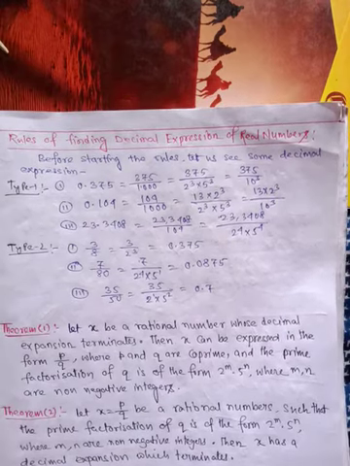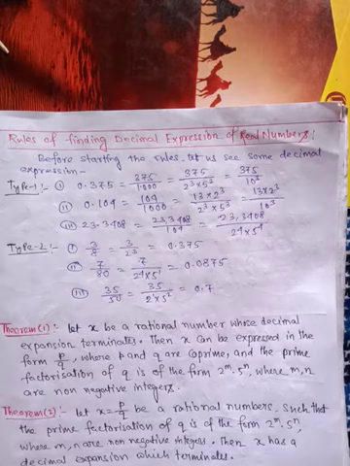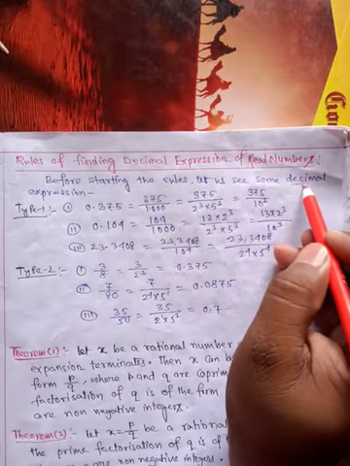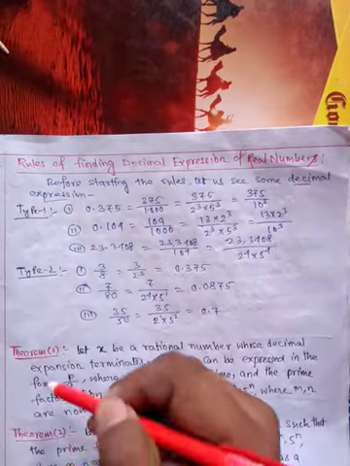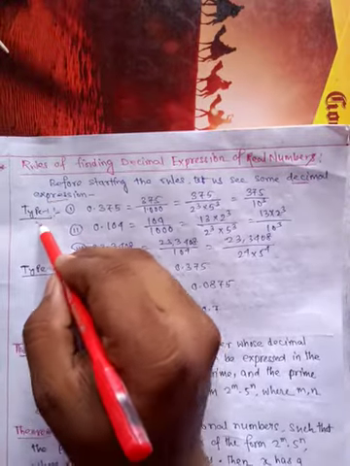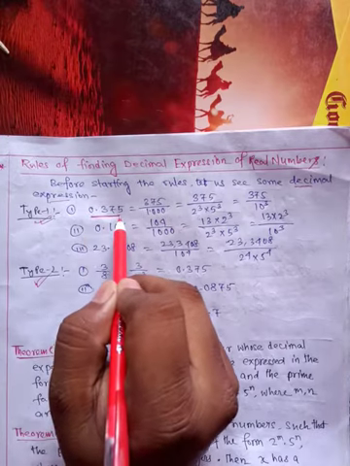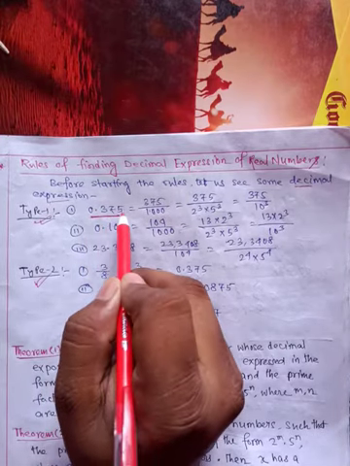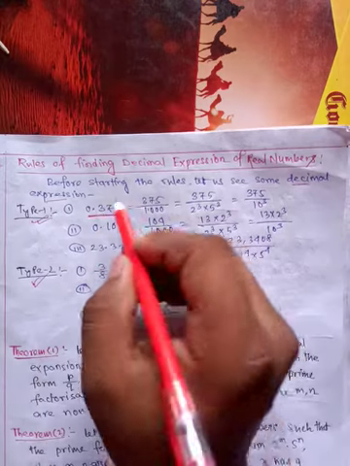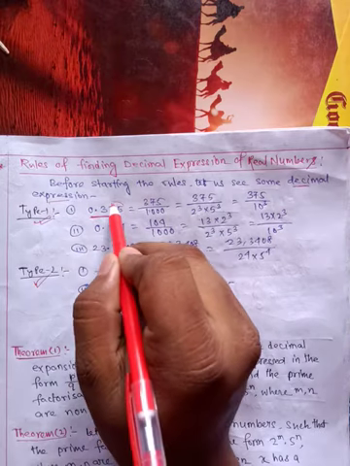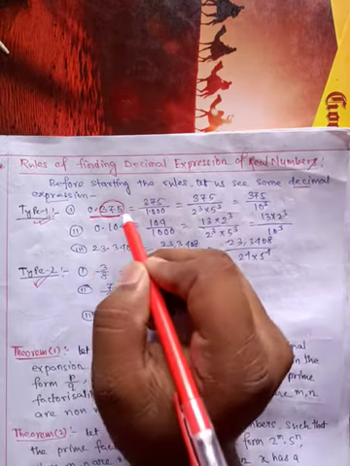First thing, before discussing the rules, I have to discuss some patterns of the decimal expression. Now I am taking two types of decimal expression. First type: suppose this is the decimal representation of a number, 0.375. There are 3 digits after the decimal.